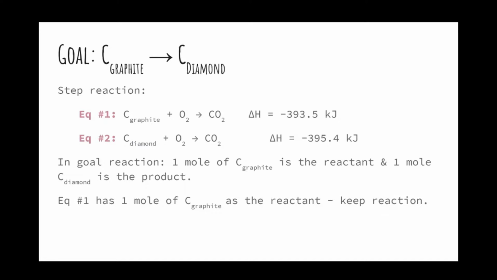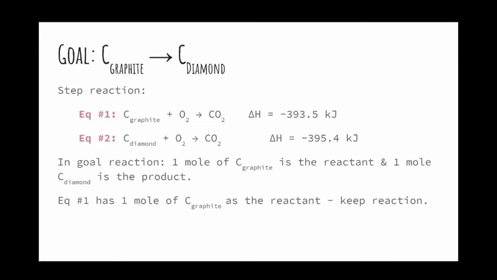So what we're going to do is keep that reaction. Because it has the C of graphite with the right amount and in the right place, meaning as a reactant or a product, we're going to keep that reaction. We're not going to do anything to it.